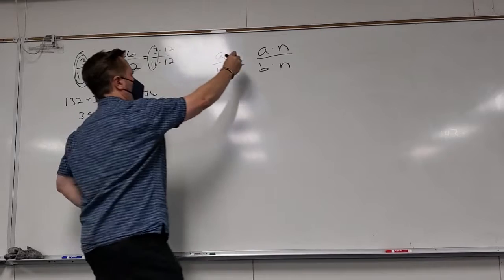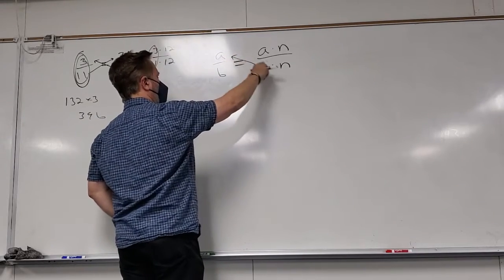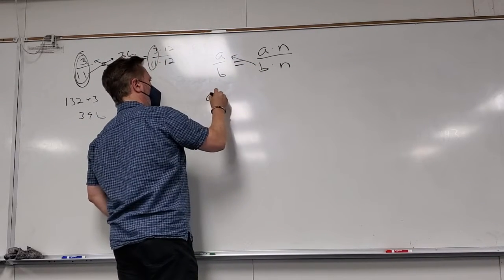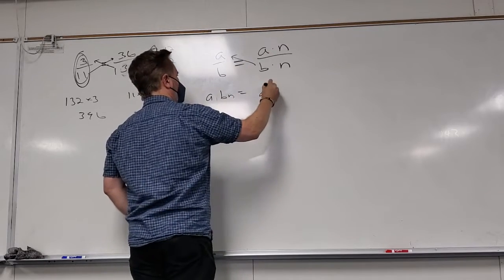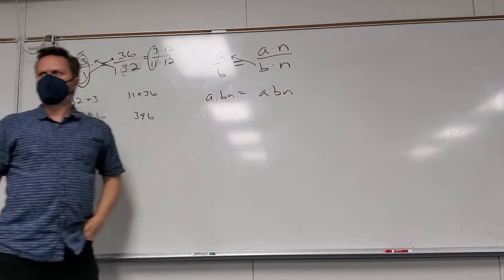And what do you get when you cross multiply? What is A times B times N? A times B times N, or ABN, I like it. What is A times N times B? All right then.